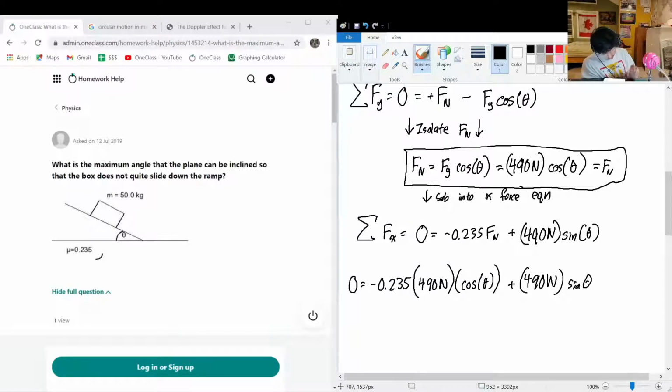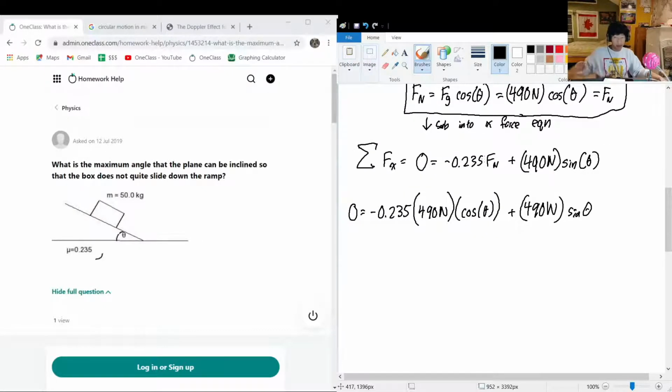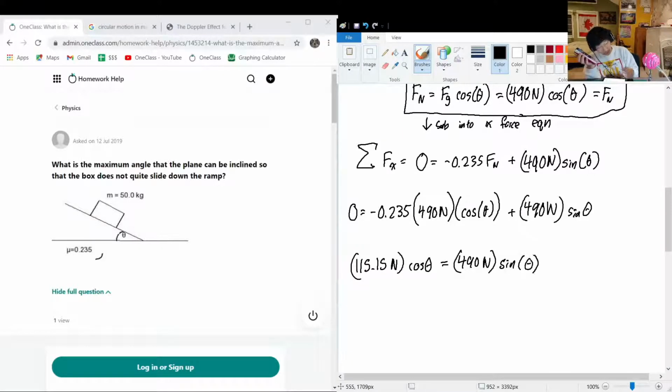Okay, so let's bring that negative term to the other side of the equation, and let's multiply this in so we just have single numbers. 0.235 multiplied by 490 is 115.15. So we're going to have 115.15 newtons cos theta is equal to 490 newtons sine theta. And we're trying to solve for theta.